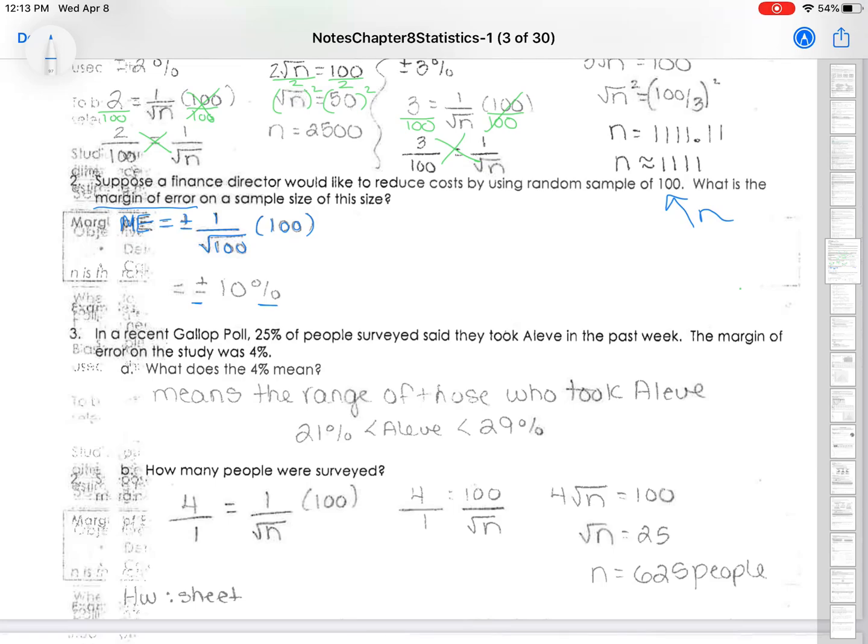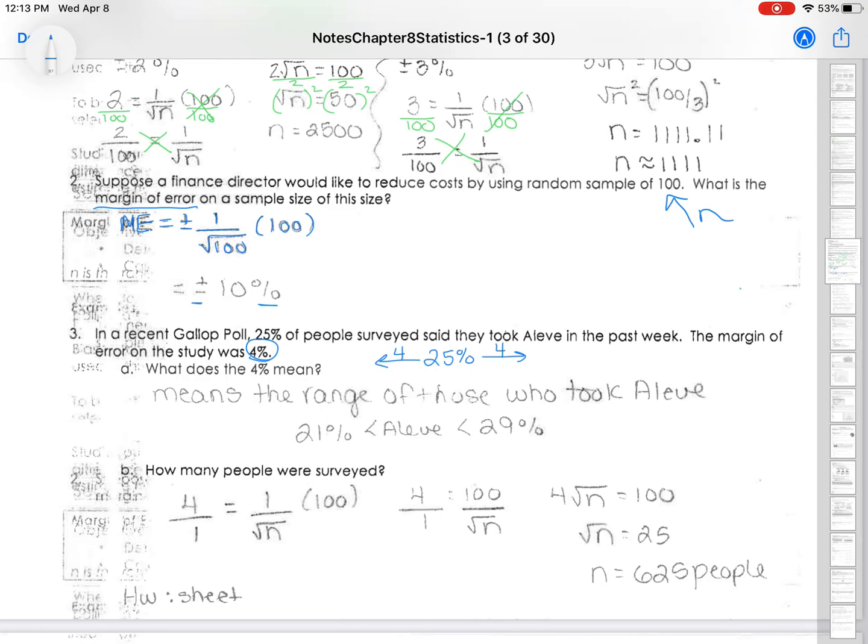All right, number 3. In a recent Gallup poll, 25% of people surveyed said they took a leave in the past week. The margin of error on the study was 4%. What does that mean? If that's your margin of error, 25% is going to be smack in the middle. If the margin of error is 4, you're going 4 this way and 4 this way. So 4 taken away from 25 is 21, and 4 added to 25 is 29. That is the range of values for those people who took a leave.